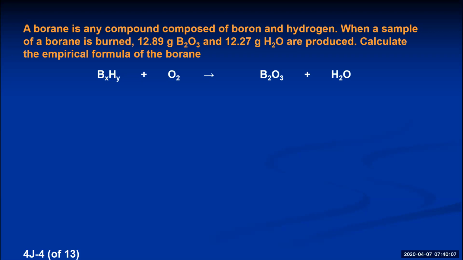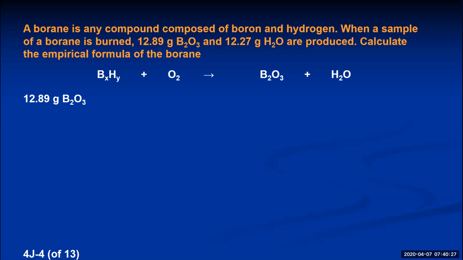And if we can measure the amount of boron in the B2O3, that's exactly how much boron is in the original borane. If we can measure how much hydrogen is in the water, that's going to exactly equal the amount of hydrogen in our original borane. So we'll be able to get the masses of the two elements and then determine its empirical formula.